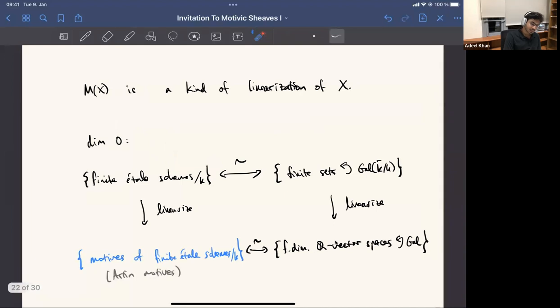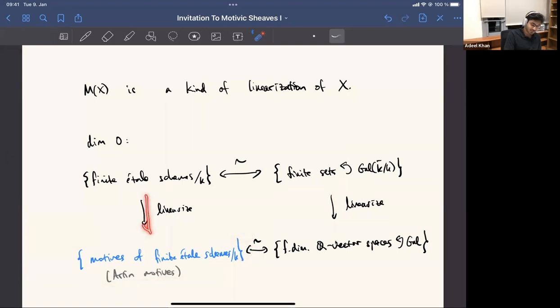And so one way to see some small part of this is that if we look at dimension zero things, well, there's a Galois correspondence: if you have a field K, finite étale schemes over K correspond to finite G-sets, where G is the absolute Galois group. Now, if we linearize this, what do we get? Well, we get vector spaces. So if we look at finite dimensional vector spaces over Q, say, with some continuous action of the absolute Galois group, then you might want to fill in the blank here.